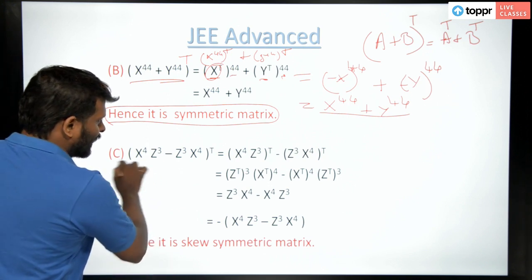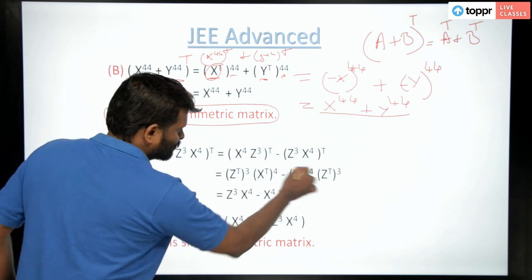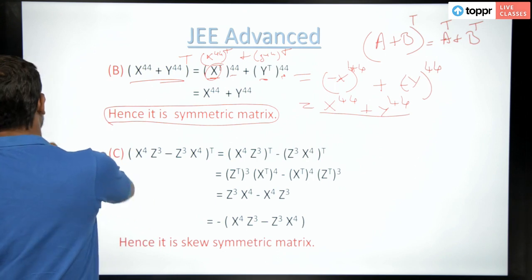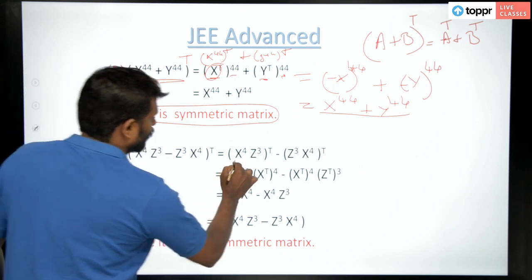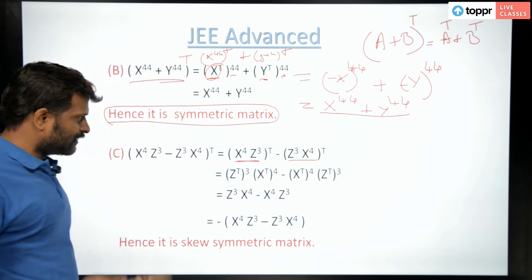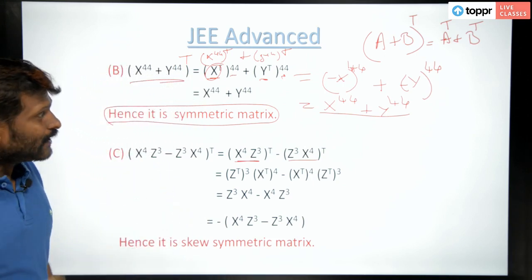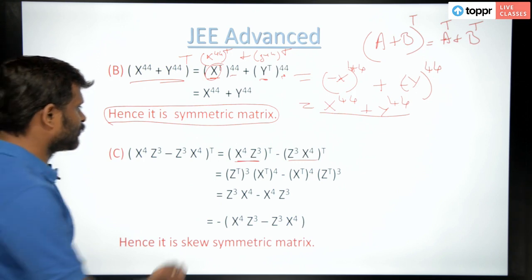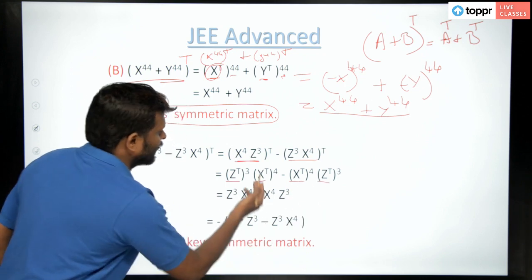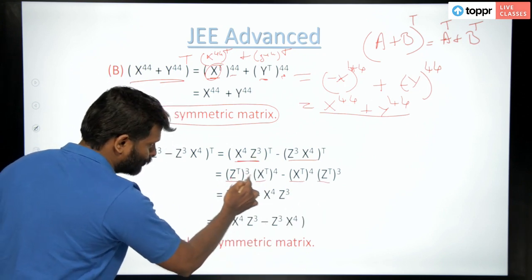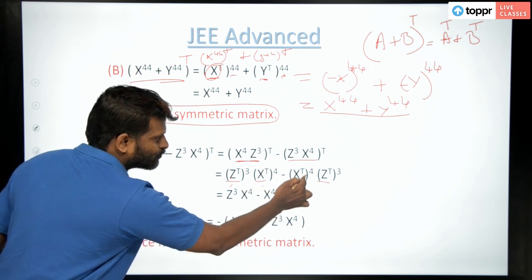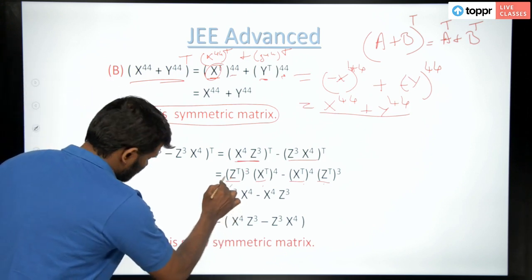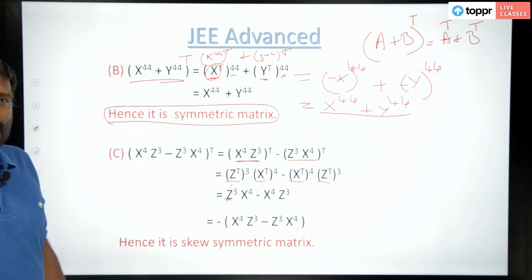Now, here again applying the same rule, you can write it as a transpose to the two different matrices. So, I am applying the transpose to these two different matrices and then applying the rule: a b whole transpose is equal to b transpose times a transpose. I am writing this in this form, like z transpose cube x transpose power 4, x transpose power 4 z transpose cube, right. Now, transpose of z is equal to z. So, z transpose cube is equal to z cube itself.